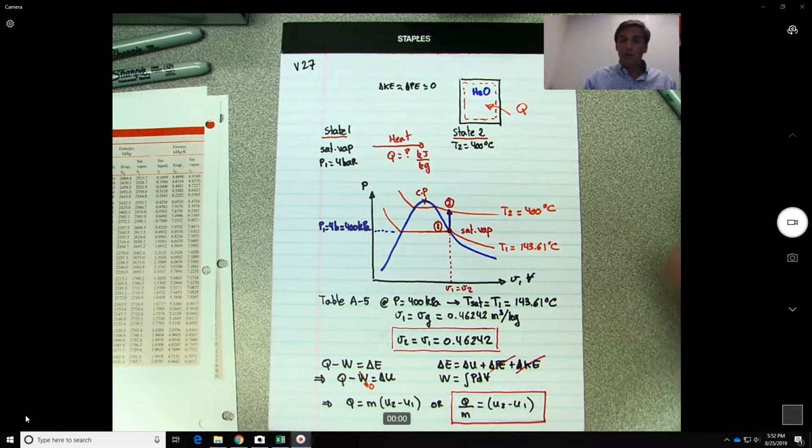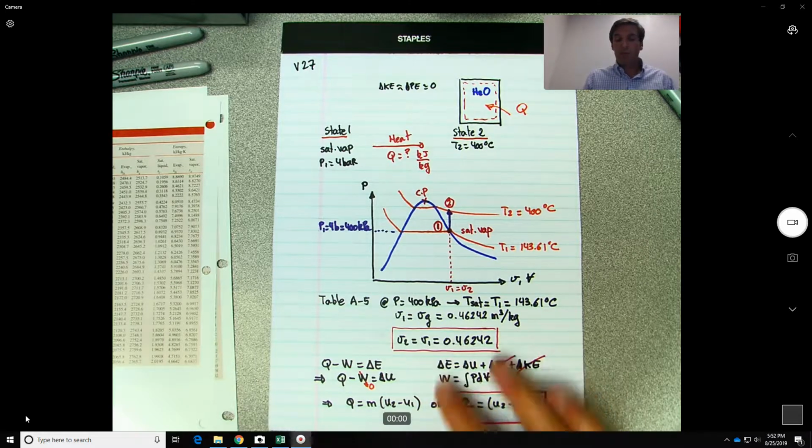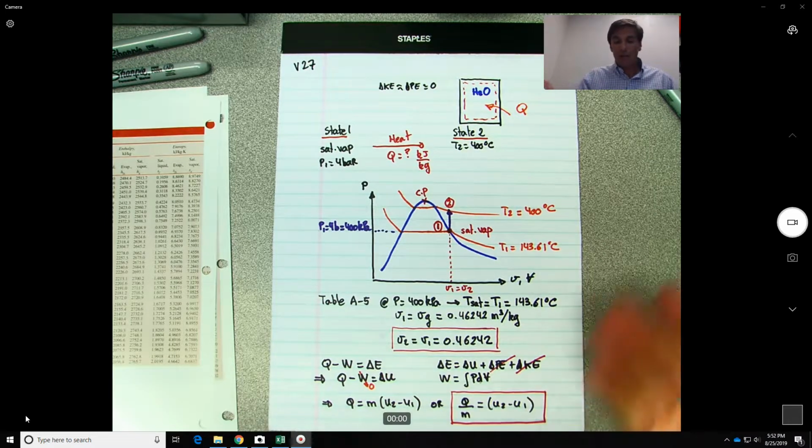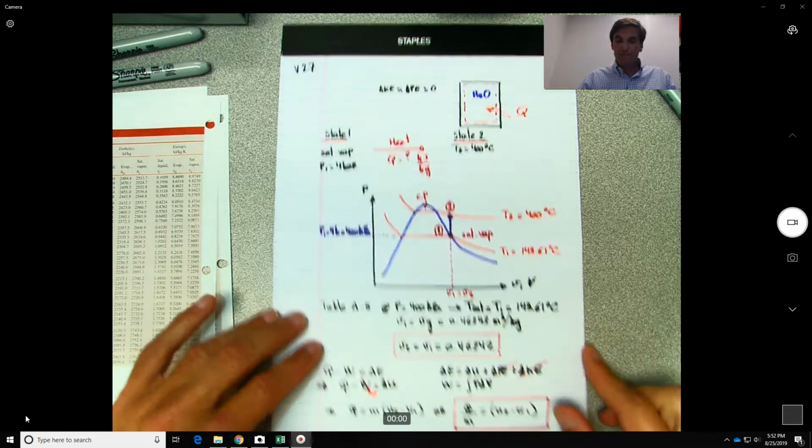Okay, so basically what I need to find is U2 and U1. So probably we can find U1 from table A5 as well, but let me just go to the next page.